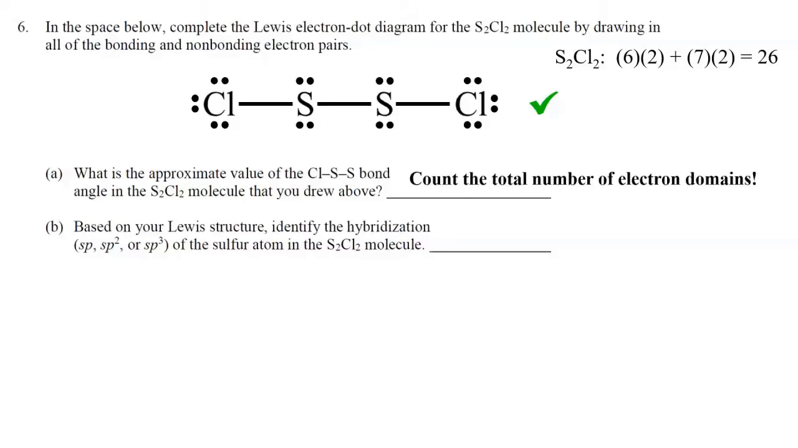Count the total number of electron domains. So we're focusing on the sulfur atom. This is a chlorine-sulfur-sulfur bond angle. And so that sulfur atom has a total of 4 electron domains. There are 2 bonding domains, and there are 2 lone pairs or non-bonding domains.